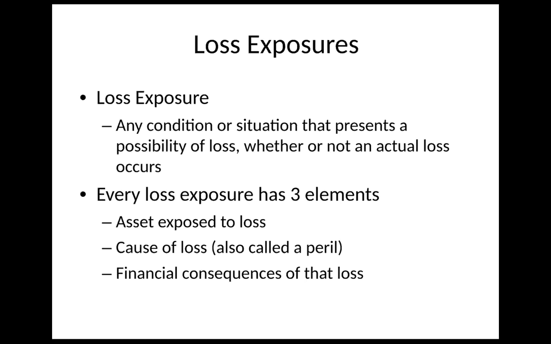So every loss exposure will have three elements, right? You can have an asset exposed to loss, the cause of loss, which I talked about earlier and is also called a peril, so there's always a question about peril, and the financial consequence of that loss. Let's take our workers' comp example, or personnel. Asset exposed to loss: employees are assets. They're exposed to loss by getting injured, sick, those types of things. We have a cause of loss: actual injury, sickness. And then if they have to have a medical procedure, there's the financial consequence of that loss. So that's why it meets all three elements.